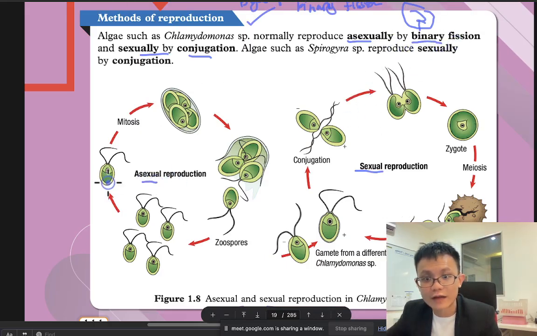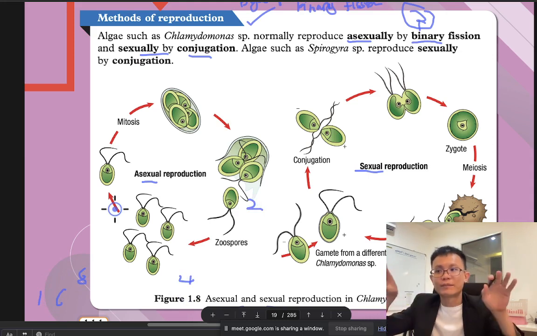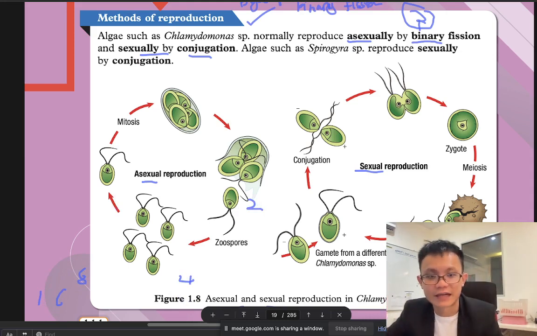Asexual, they are binary. So 1 will become 2. 2 will become 4. 4 will become 8. 8 will become 16. So they just split. 1 becomes 2, 2 becomes 4, and they split and continue to split.